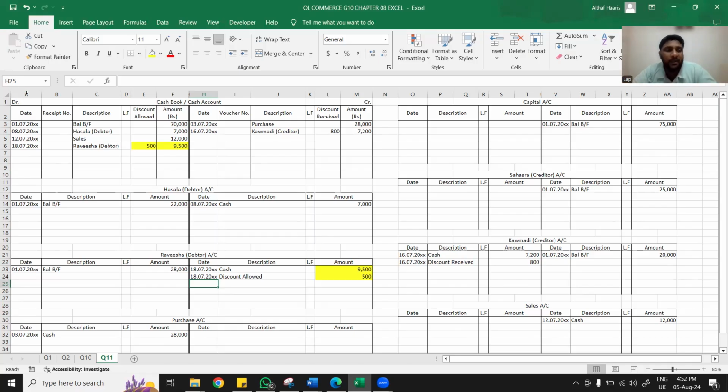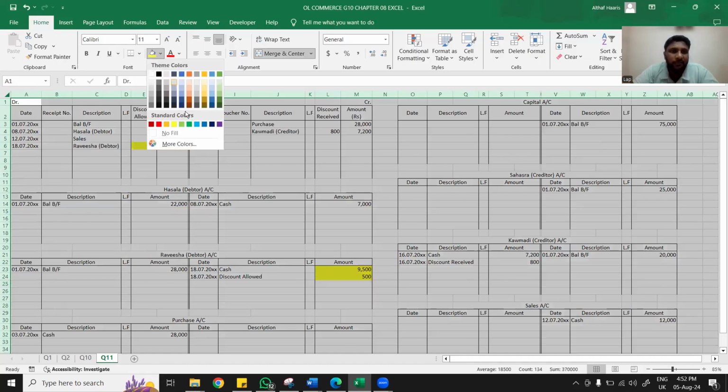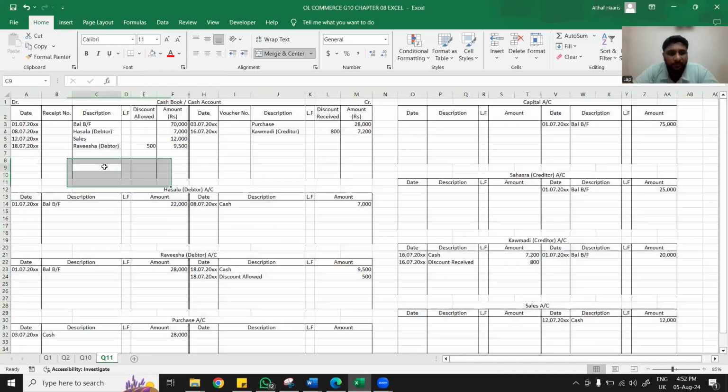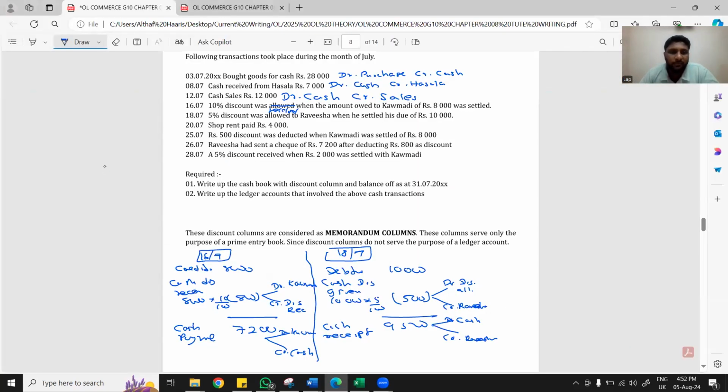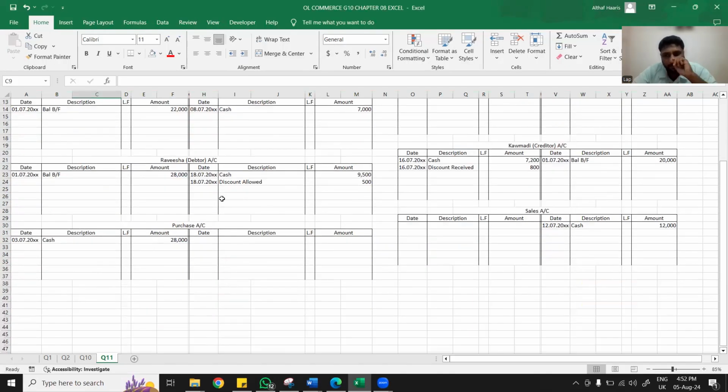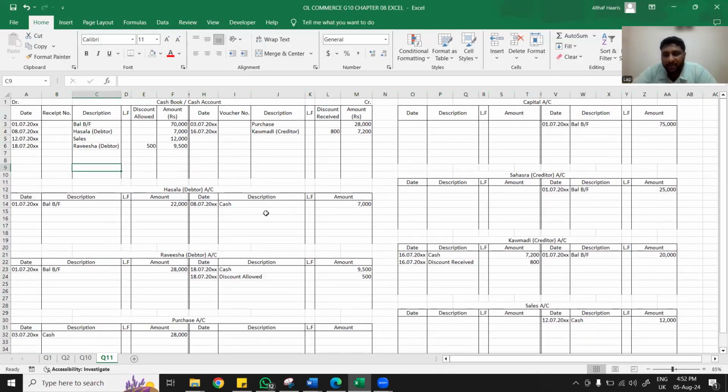Okay. Now let's move to the next one. Shop rent paid 4,000. So if you pay rent, rent is an expense. Debit the rent expense and your cash is going out. Credit the cash. So let's open up another account.